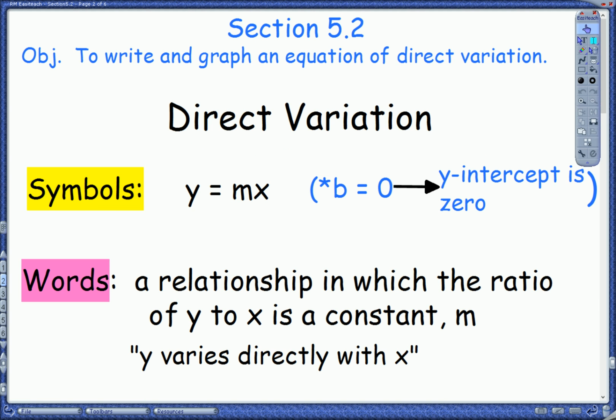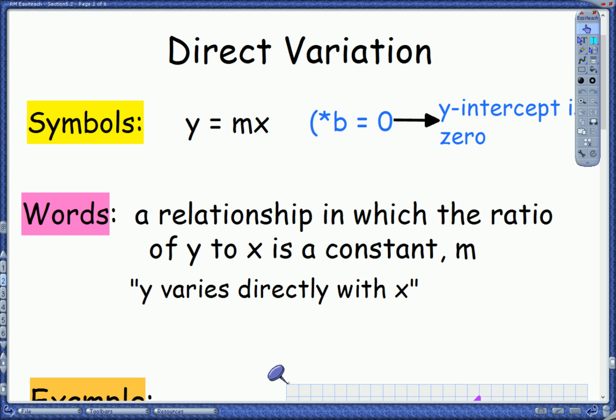So direct variation is very similar to slope-intercept form, y equals mx plus b. The only difference is that the y-intercept here is 0. So every graph will start at the origin at 0. You can copy down the words. It's a relationship in which the ratio of y to x is a constant m. Y varies directly with x.